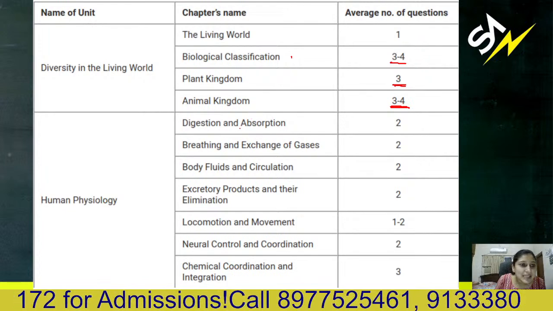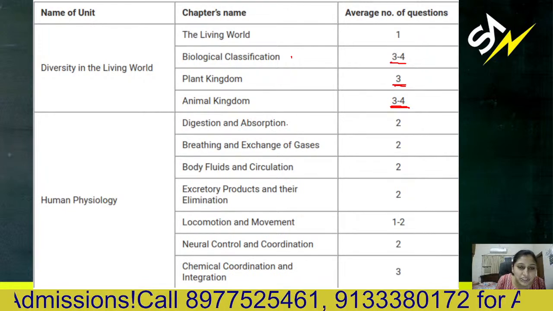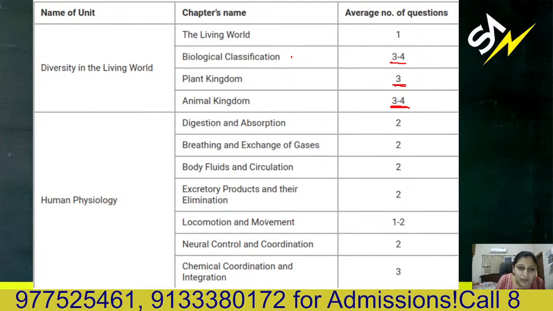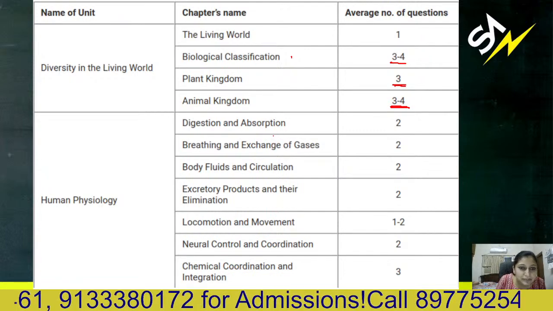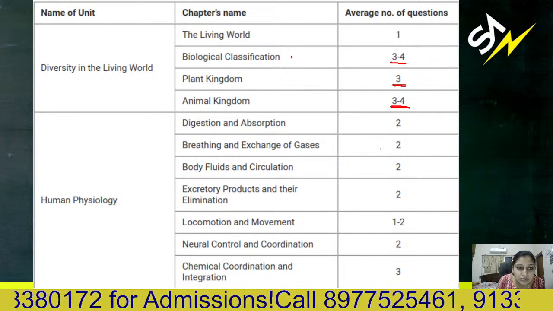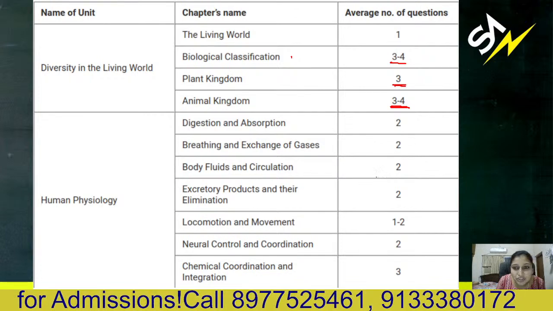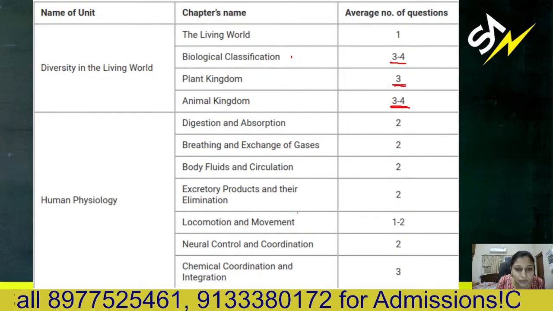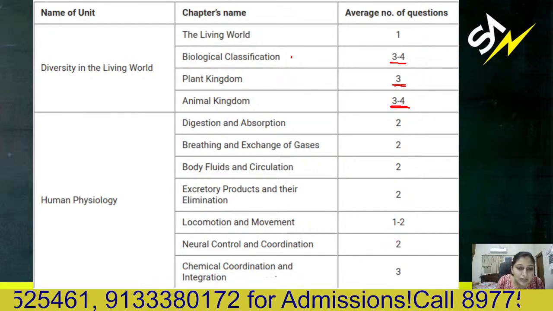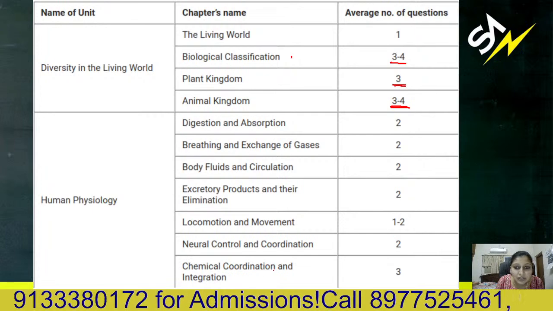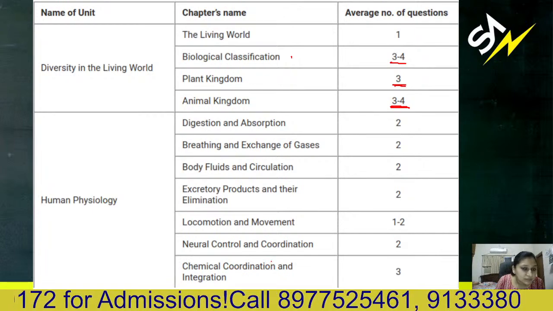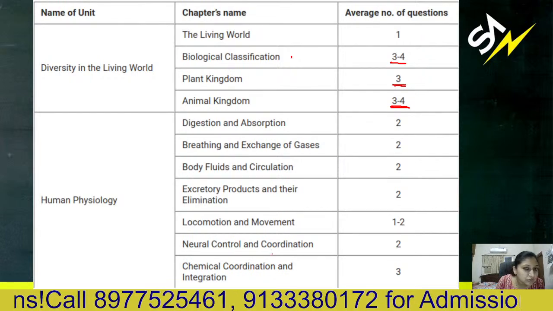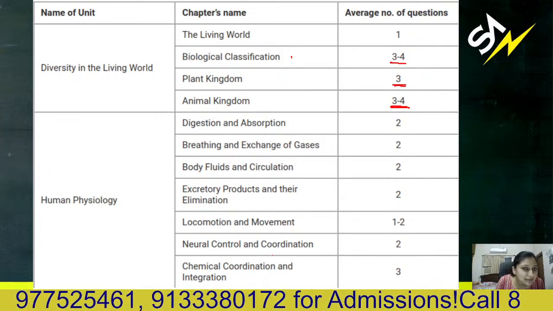Then second unit, human physiology, digestion and absorption. See, you can see the number of chapters in human physiology. Digestion and absorption 2 questions, breathing and exchange of gases 2 questions, body fluid and circulation 2 questions, excretory products 2 questions, locomotion 1 to 2 questions, neural control and coordination 2, chemical coordination and integration 3 questions. So a huge unit, that's why an important unit. You can consider 2 questions from each chapter.